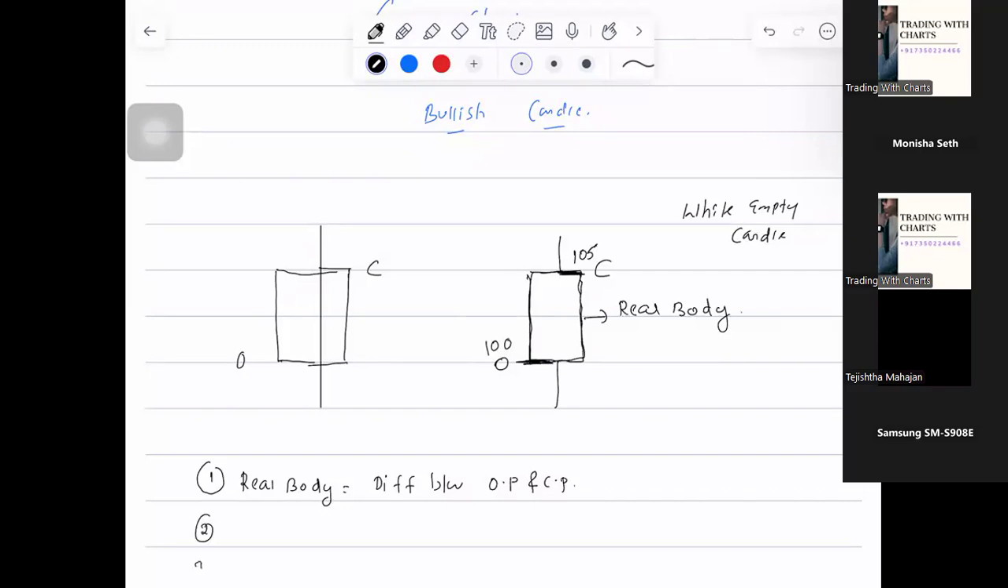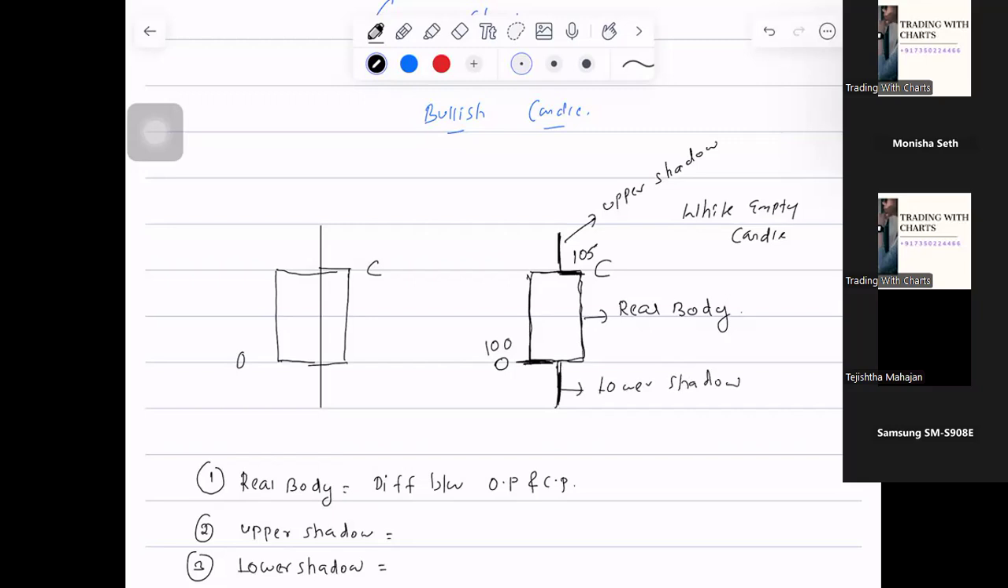Second is the upper shadow and third property is the lower shadow. Now see, above the real body, can you see this vertical line? This is the upper shadow. In the same way, there is a line below the real body. This vertical line just below the real body is the lower shadow.